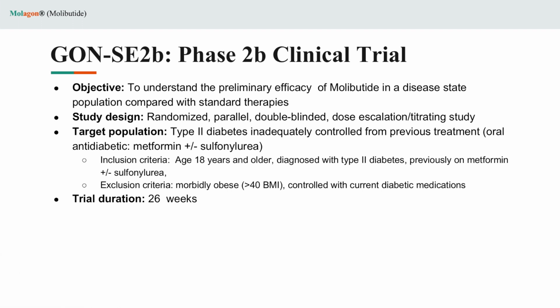The second part of the phase 2, phase 2b, is the GON-SE2b trial. This trial is to compare molybutide to an active comparator, liraglutide. Liraglutide is a GLP-1 agonist that is commonly used as a next step therapy for patients who are uncontrolled with oral antidiabetics. Here, the study design is consistent with the 2a trial, and the target population remains the same, with patients who are type 2 diabetic and on metformin therapy.